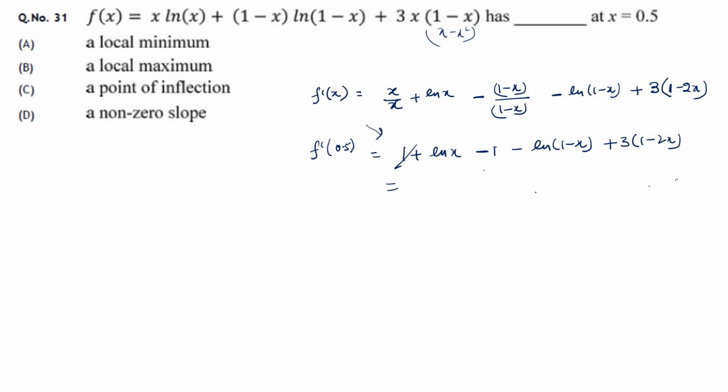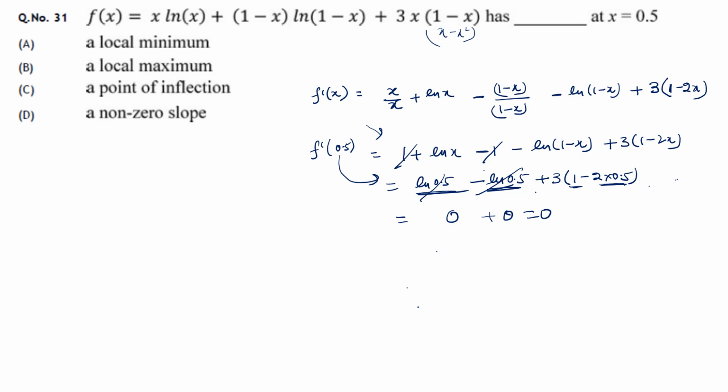Okay, so now let us put this as 0.5, so ln 0.5 minus ln 0.5 plus 3(1 minus 2 into 0.5). So these two will be same, so it will be 0 plus 3(1 minus again 1), so it will be 0 again, so it is 0. So that means it is sure that at x equal to 0.5 either it will have a local minimum or a local maximum, because f dash 0.5 is 0.